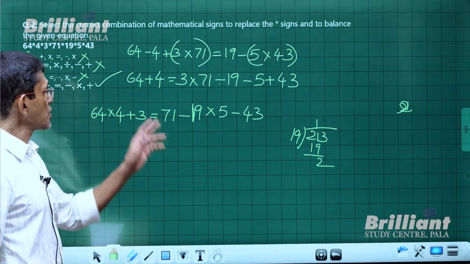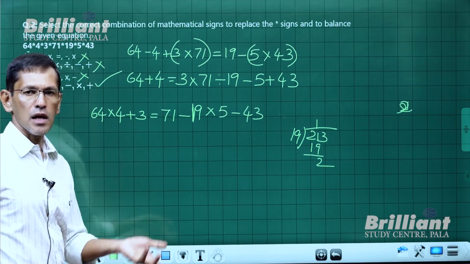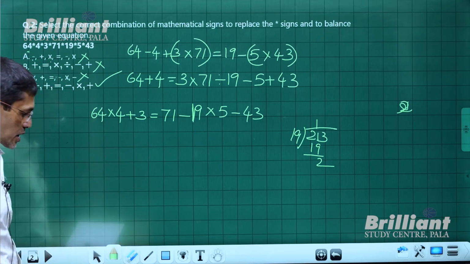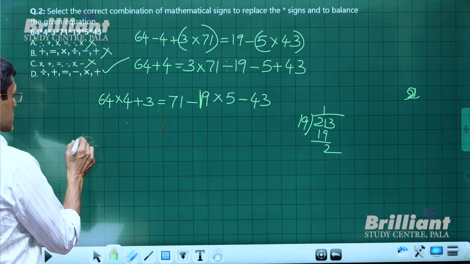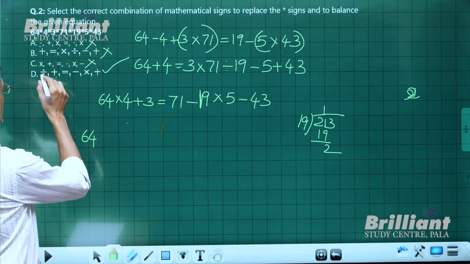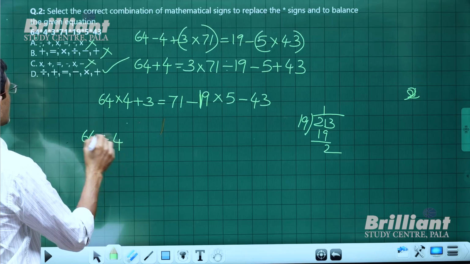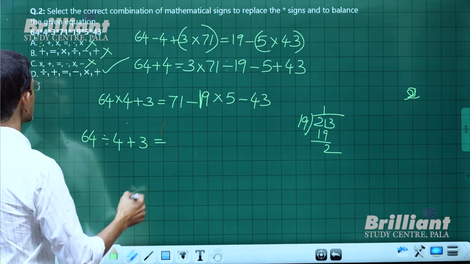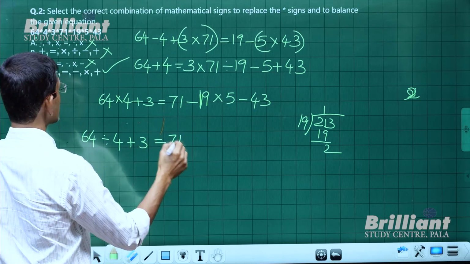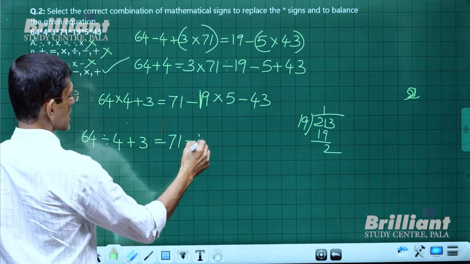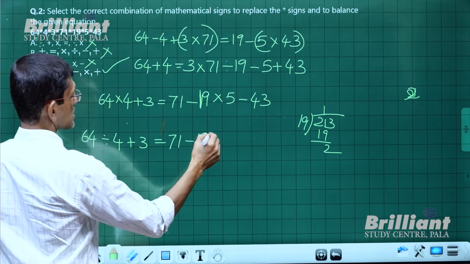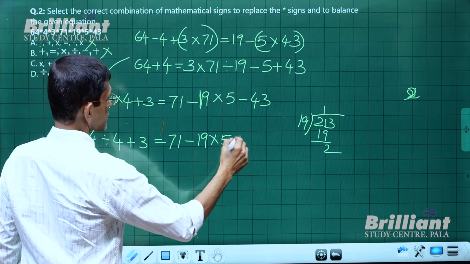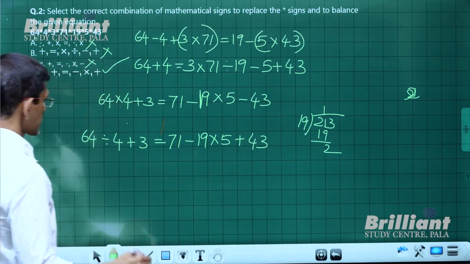From an exam point of view, you don't need to verify it. But as a practice, if you want to verify this, go ahead and verify. So how do we verify? Let's try this. 64, then it's divided by 4, then it's plus 3, then equal to what? 71, minus 19, multiplication 5, then plus 43. Let's check it out.